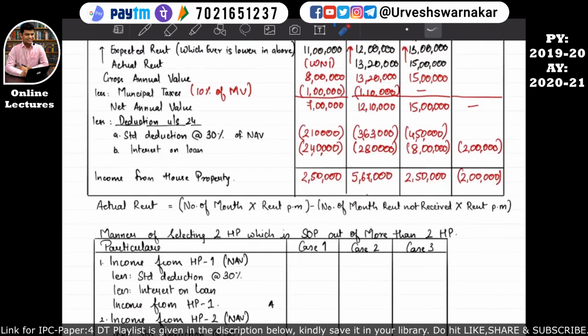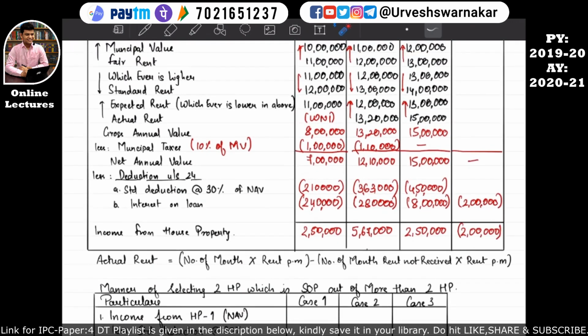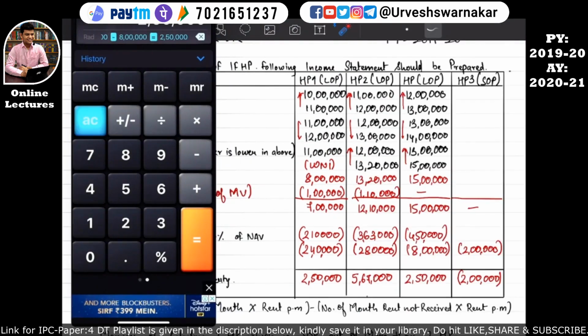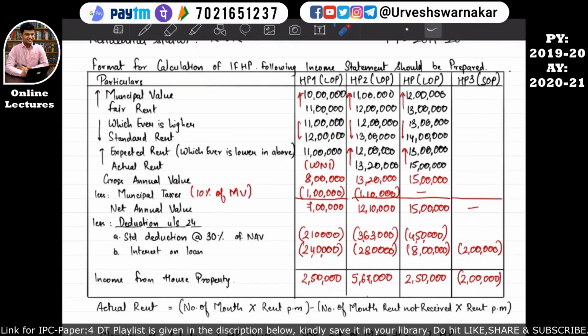I hope this is quite clear to you all. So if you can see, the total income from the house property is 2 lakh 50,000 plus 5 lakh 67,000 plus 2 lakh 50,000. That comes to around 10 lakh 67,000, and this 2 lakhs will be set off against income from salary. This will get set off. I hope this is quite clear to you all. So this was the thing.